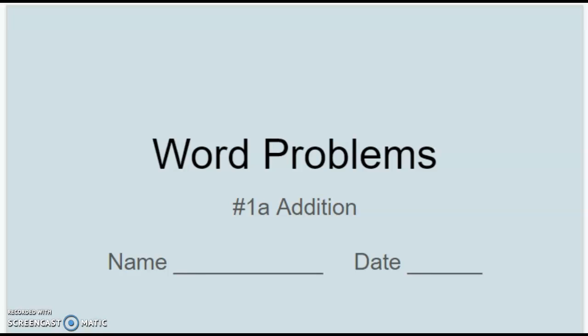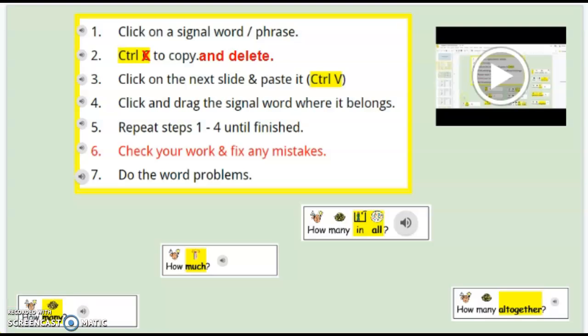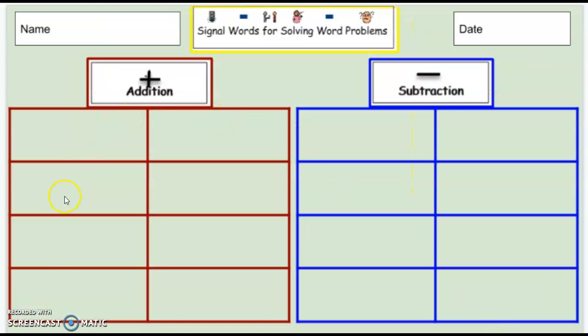Let's start talking about our signal words. Our signal words for addition are how many, how much, how many in all, and how many all together. We are going to be filling out this side of the chart, addition. This is how you fill it out.